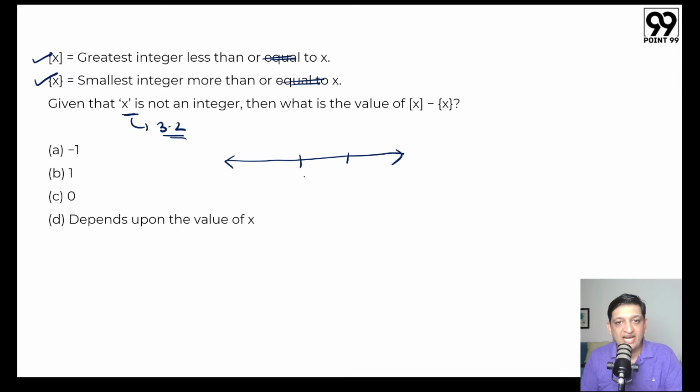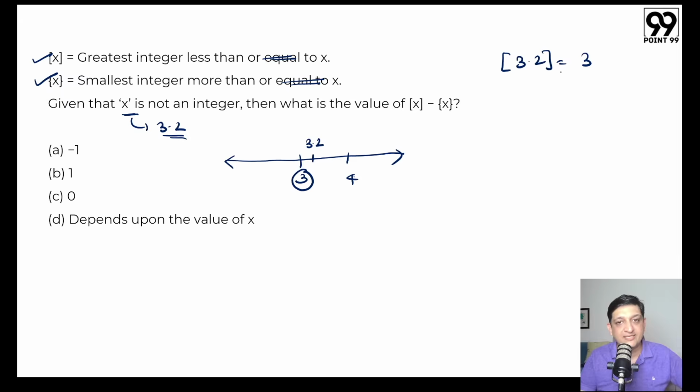So if I'm looking at 3 here and 4 here and this is the number 3.2, I have to look at the greatest integer that is less than 3.2. What all integers are there? 3, 2, 1, 0, minus 1, minus 2, minus 3. All these are integers that are less than 3.2. Which is the greatest such integer? This. So in this particular case, square bracket of 3.2 is going to be equal to 3.